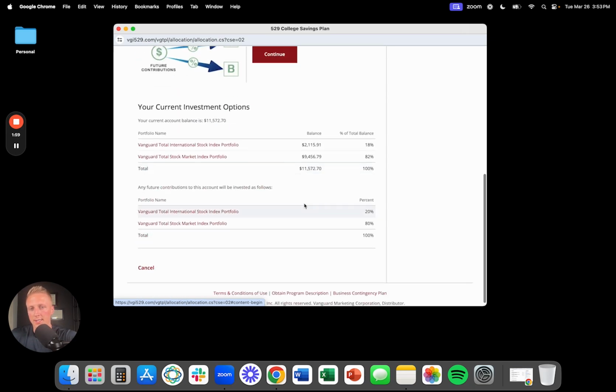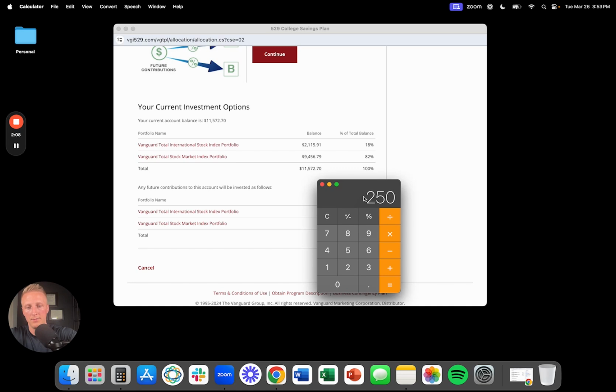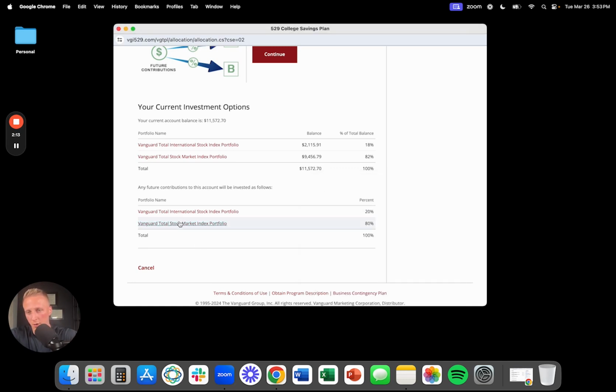But down here, you can see that my current mix is 82-18. My desired allocation is 80-20. So when I make a $250 contribution, 80%, 250 times 0.8, or $200, I should know that, goes into this total stock market, and then 20% goes into international.